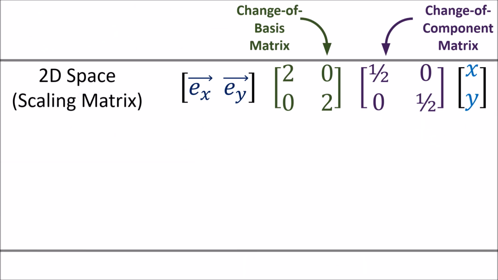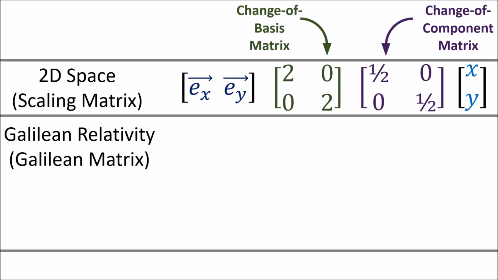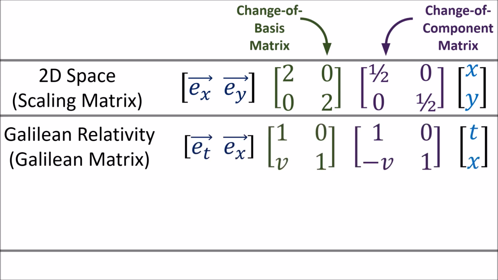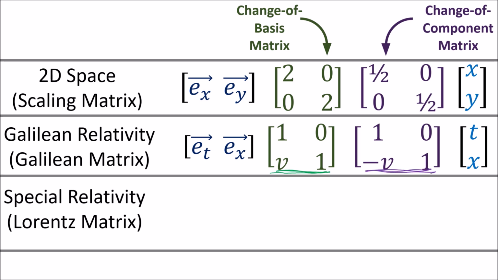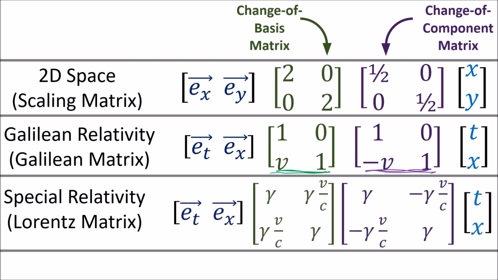Later in this video series, we'll see that Galilean relativity is really just changing time and space coordinates using a Galilean matrix, as seen here, where the Galilean matrix for the basis vectors is the opposite of the Galilean matrix for the vector components. And after that, we'll see that special relativity is really just about changing the time and space coordinates using a Lorentz matrix. Again, changing the basis vectors in one way and changing the time and space components in the exact opposite way. We'll see that using this Lorentz matrix can explain time dilation, length contraction, and all the other strange things that Einstein predicted.